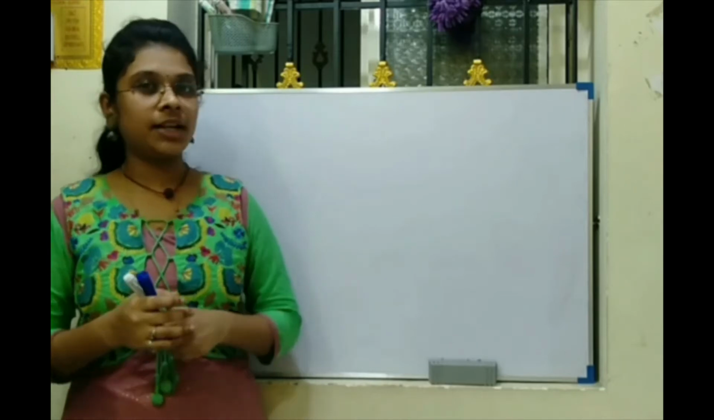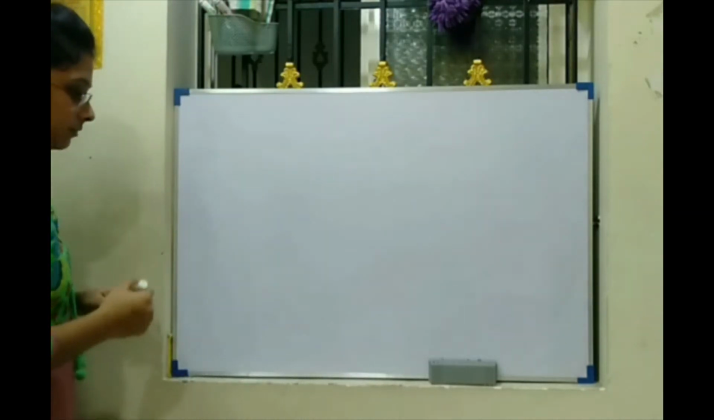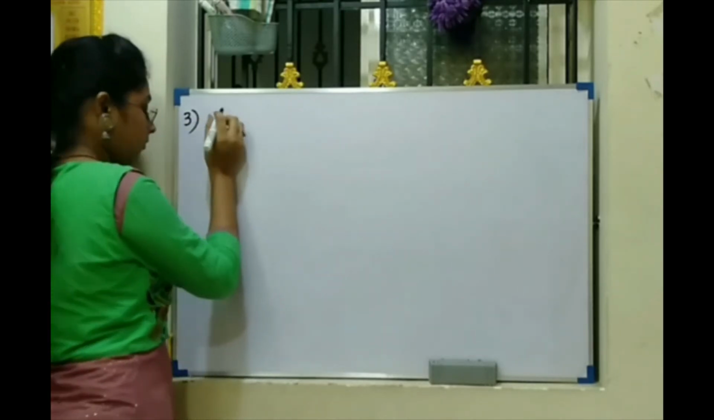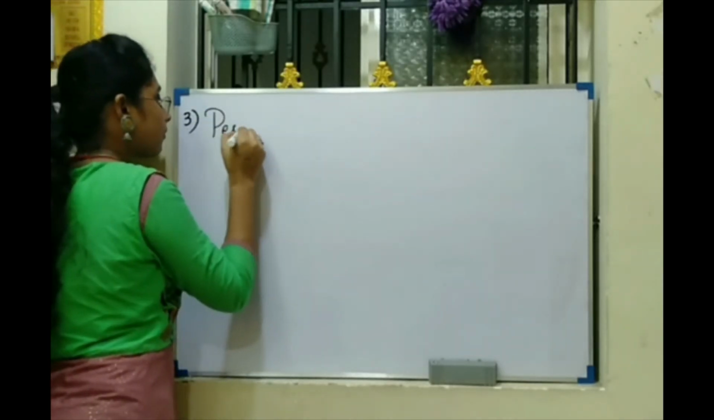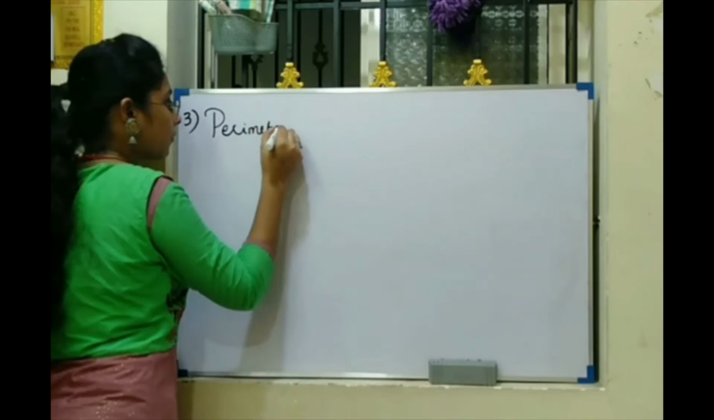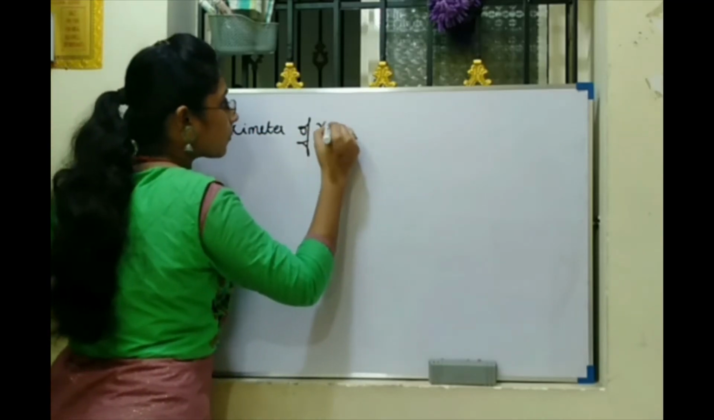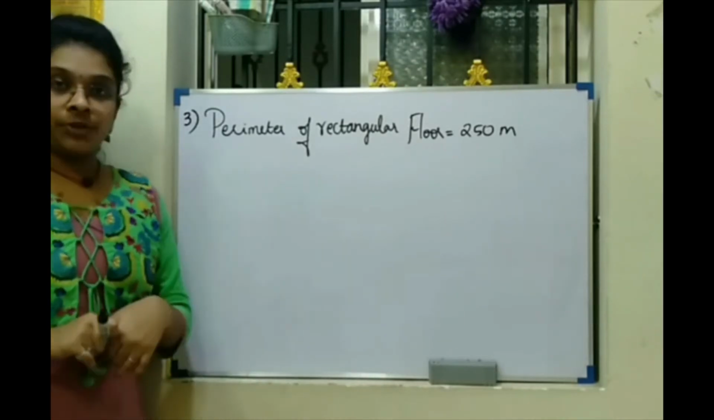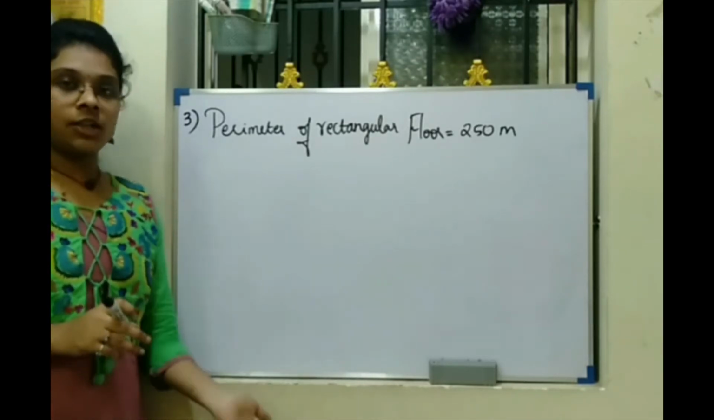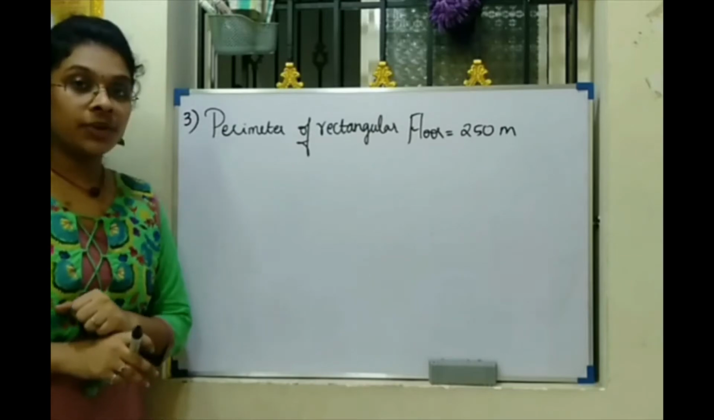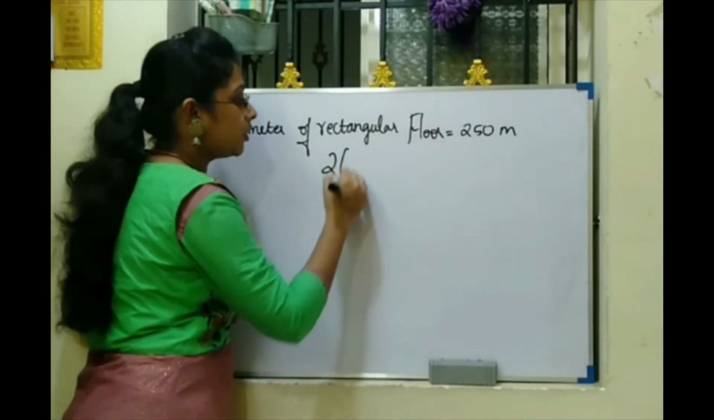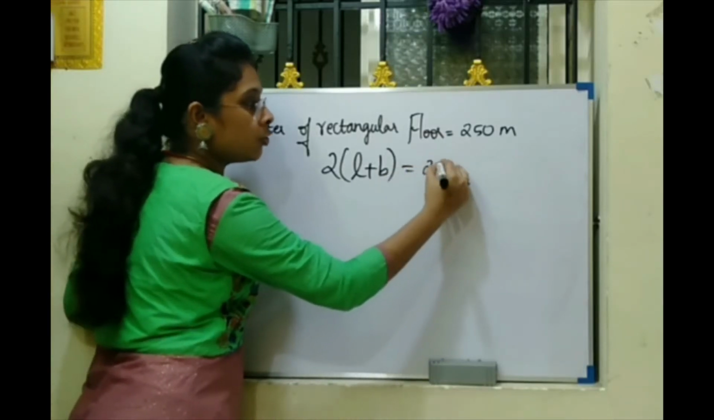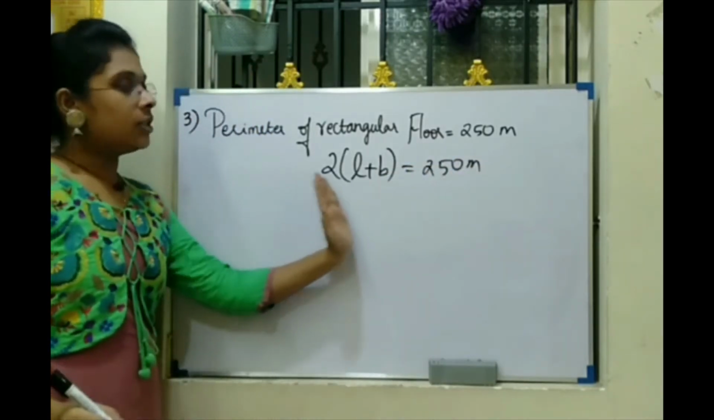Now let's write the given data. Perimeter of the floor is equal to 250 meters. So they have given the perimeter of the rectangular floor, right? So what is the perimeter of a rectangle? That is 2 into (L plus B), right? So 2 into (L plus B) is equal to 250 meter. Okay, so this is the given data.